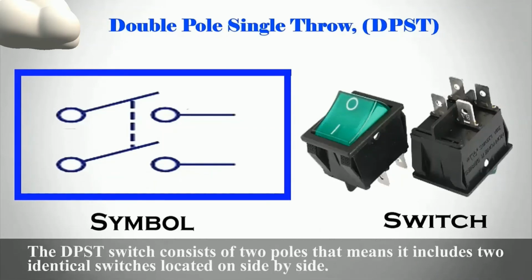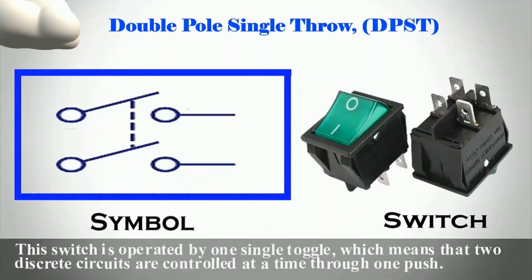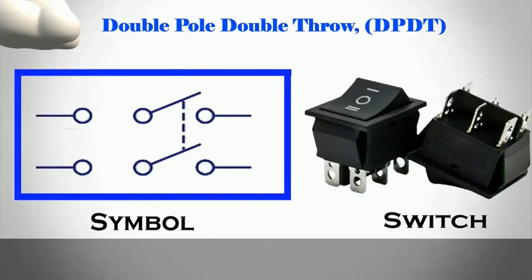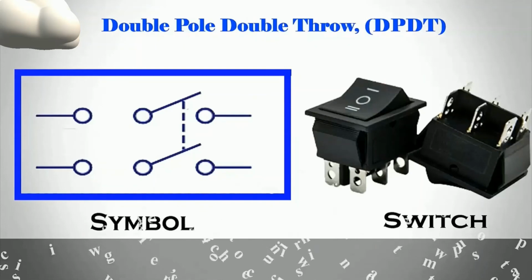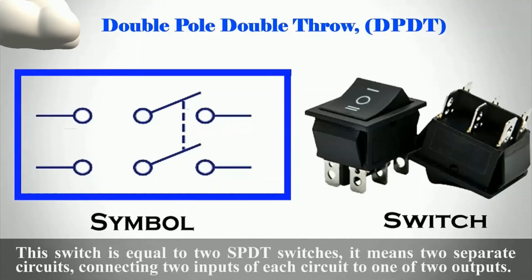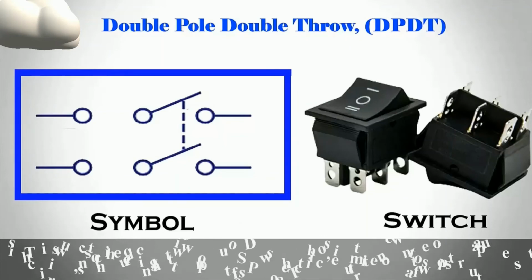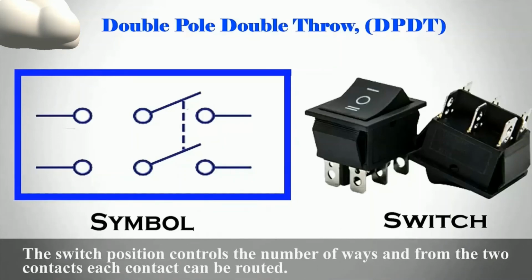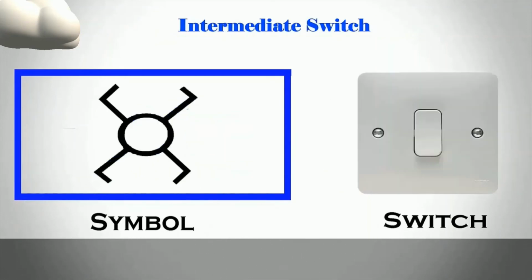Next is the double pole single throw switch. The DPST switch consists of 2 poles. That means it includes 2 identical switches located side by side. The switch is operated by one single toggle, which means that 2 discrete circuits are controlled at a time through one single switch. The last one, the double pole double throw switch, is equal to an SPDT switch. It means 2 separate circuits connecting the 2 inputs of each circuit to one of the 2 outputs. The switch position controls the number of ways, and each contact will be delivered from the 2 contacts.